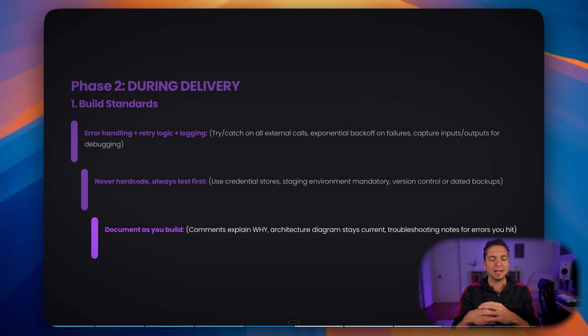And then finally, you want to make sure that you have some form of version control or dated backups, just so that you can roll back if anything goes wrong and you don't have to massively redo everything. I've seen this happen a ton of times to people, so make sure that you actually follow this. And then finally, document as you build.